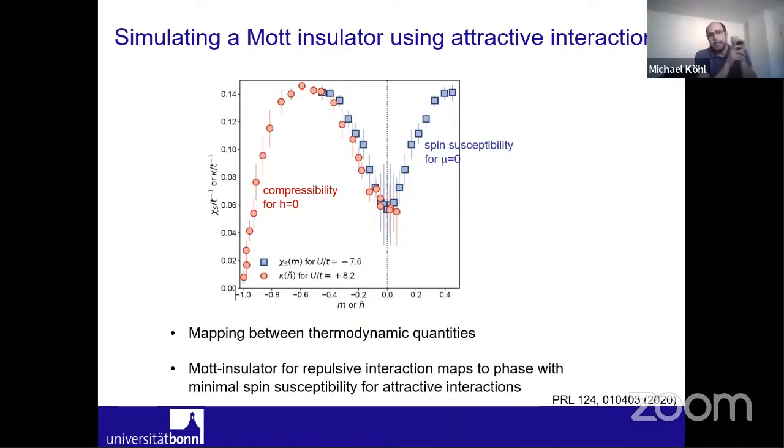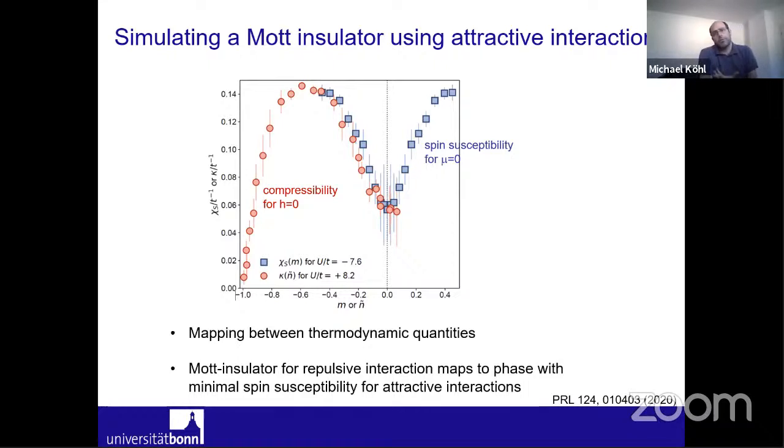And you see then that the data for the spin susceptibility collapse perfectly onto the compressibility. So we really see that the behavior of the spin susceptibility for attractive interactions and zero chemical potential is exactly the same as the compressibility for repulsive interactions and zero spin imbalance. So this shows that these thermodynamic quantities actually also map extremely well onto each other under this particle-hole transformation.